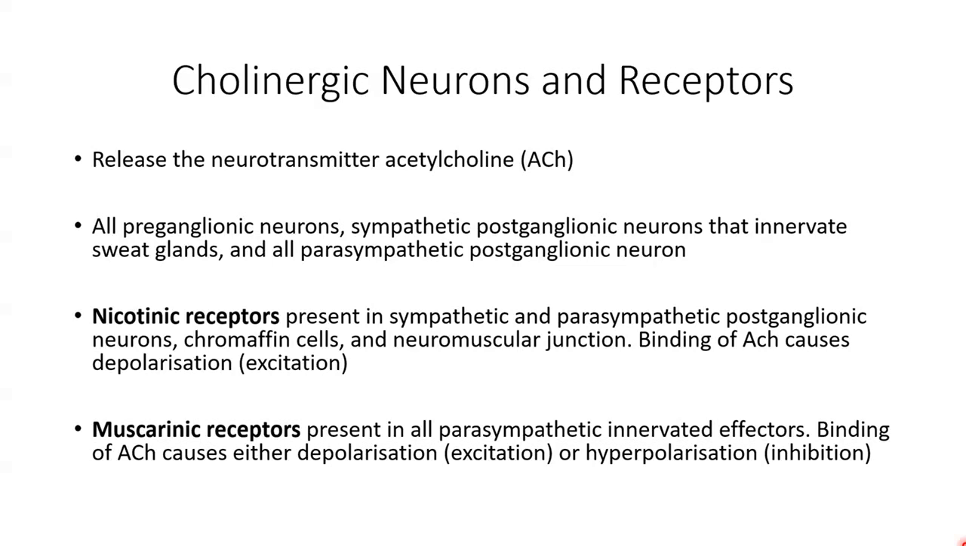Nicotinic receptors are found in the plasma membrane of dendrites and cell bodies of both our sympathetic and our parasympathetic postganglionic neurons, the plasma membranes of the chromaffin cells in the adrenal medulla, and in the motor end plate at the neuromuscular junction. Now, neuromuscular junction is just that synapse between a neuron and a muscle.